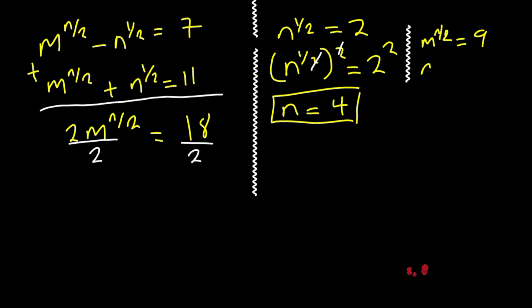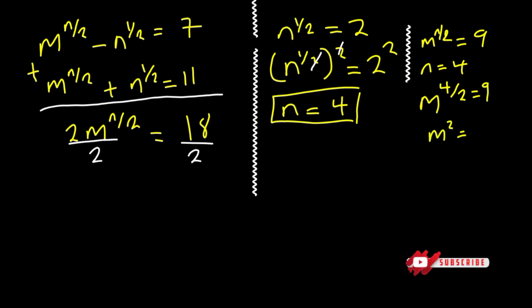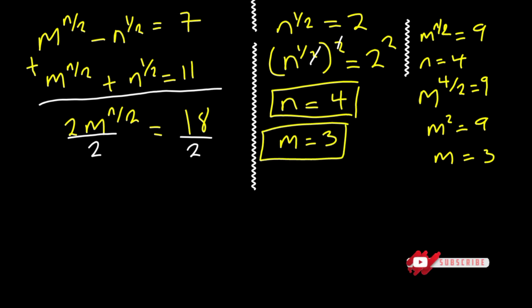And then don't forget that n equals 4. So we can just say m to the power of 4 over 2 gives us 9. And then m squared gives us 9. And then when we take root of both sides, we see that m equals 3. So the value of m is 3. Now this is the second value of m.